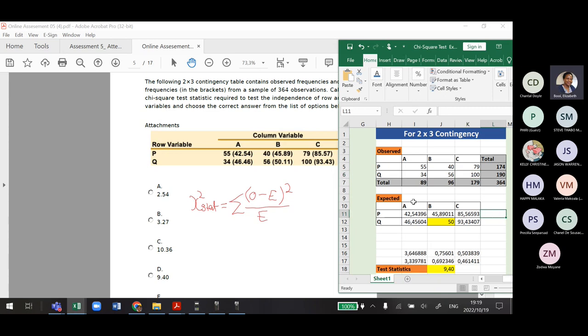Right. And you will see that we need to put it to two decimals so that it looks exactly the same as the rest of them. You can see that these values are the same as the values that are on here. If I put them to two decimals, all of them, they will be the same. So given this information, they just want you to calculate the test statistic. And the test statistic is just the value here at the bottom, which is 9.40, which is option D.